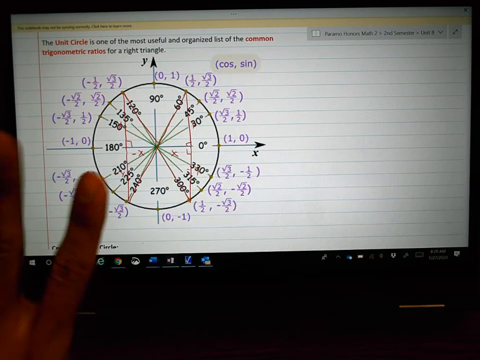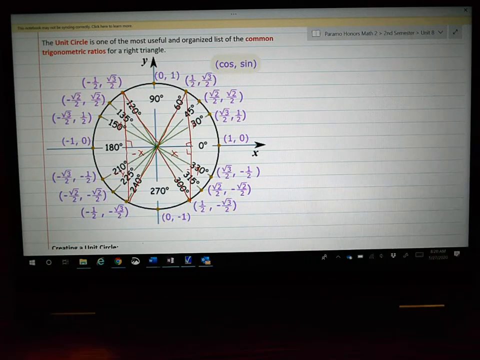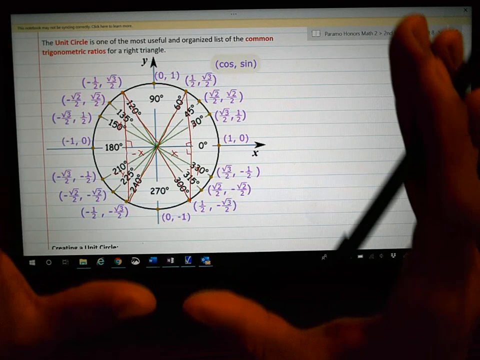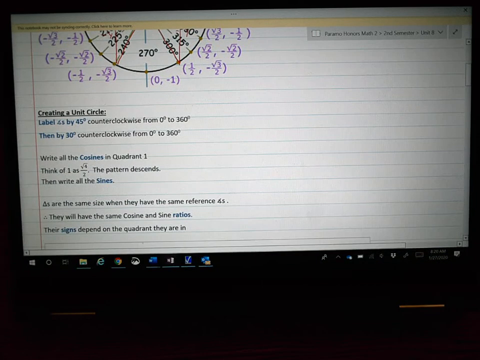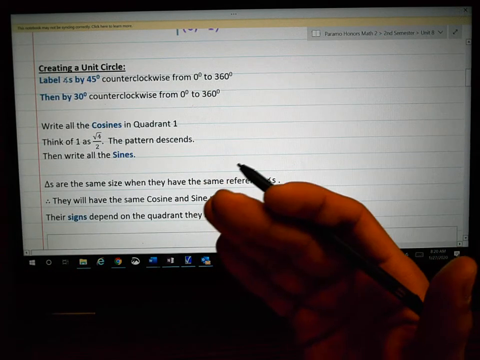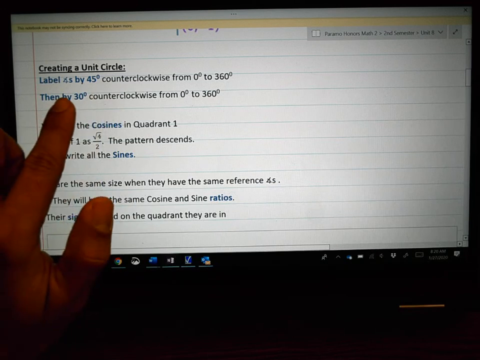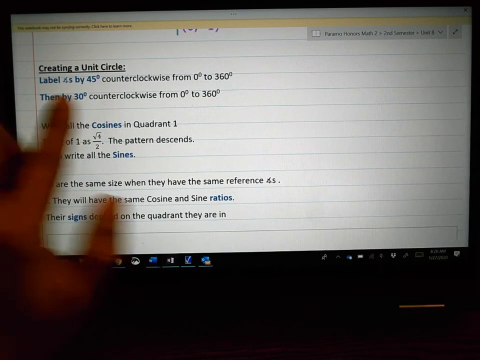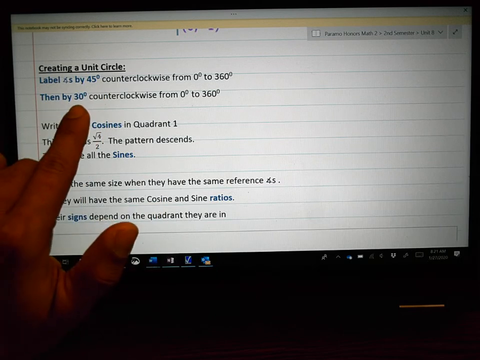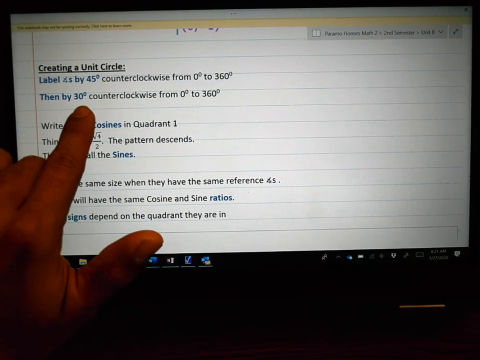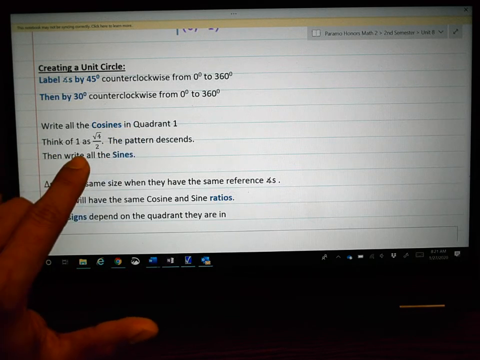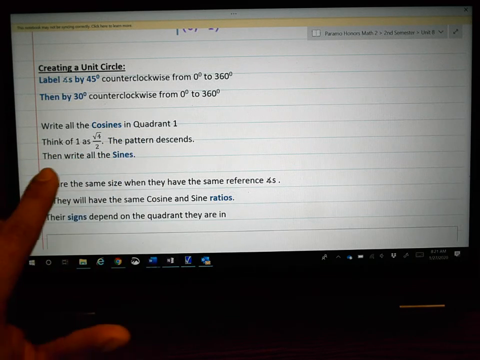And so the very first thing that we're going to do is say, how do I create my own unit circle? That's the first thing that we're going to do. So here's what I'm going to recommend that you do. This is literally what we're going to do. We're going to create a unit circle by going by 45 degrees from 0 all the way to 360. We're going to do that first. Then we're going to count by 30 degrees, not labeling anything that we've counted twice. And then we're going to write all the cosines, thinking of 1 as root 4 over 2, and the pattern descends. And then we're going to write all the sines.